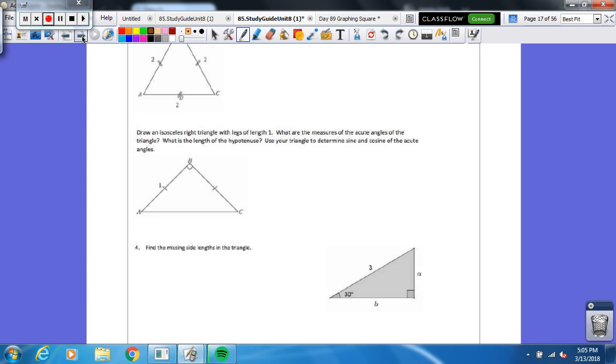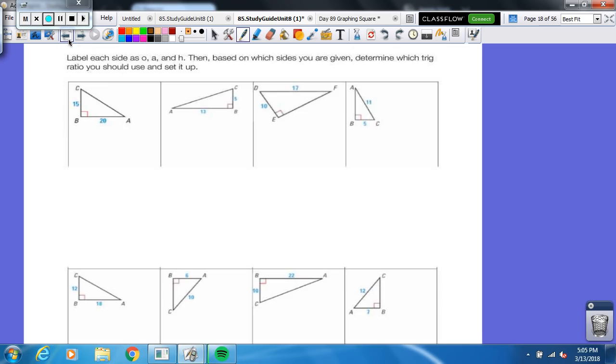Okay, so now it's time to practice. Good work. So here's some practice right here. Make sure you practice well. Raise your hand if you have any questions. Remember, the sine of one angle equals the cosine of the other acute angle in a right triangle. Good work. Ready, set, go.